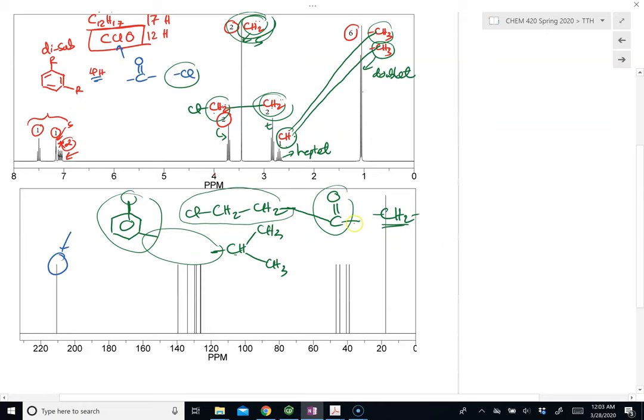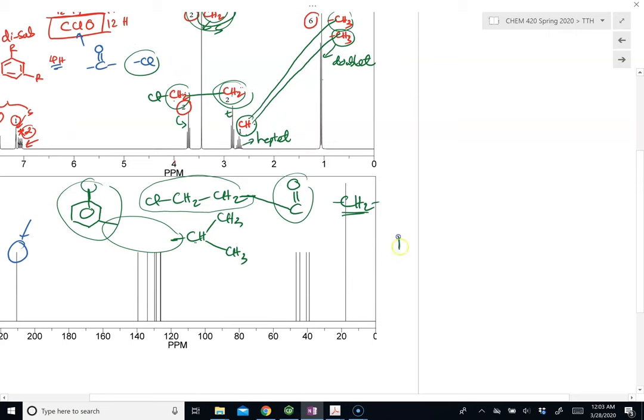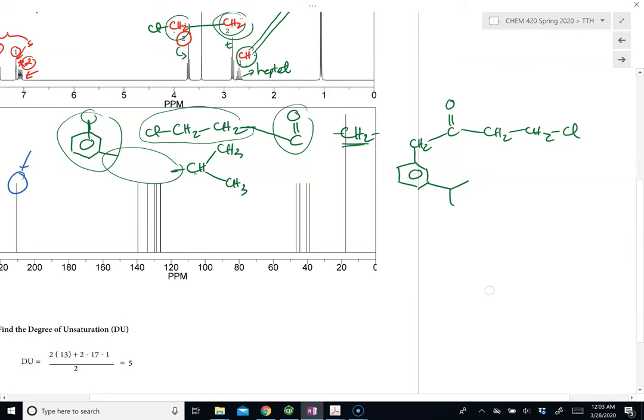So we will then have this piece. So we have the isopropyl group down here. That would make sense for a chemical shift. And we can have this CH2 followed by connecting to a carbonyl. And then the CH2, CH2, Cl. So that would be one plausible way how we can connect all of this together.